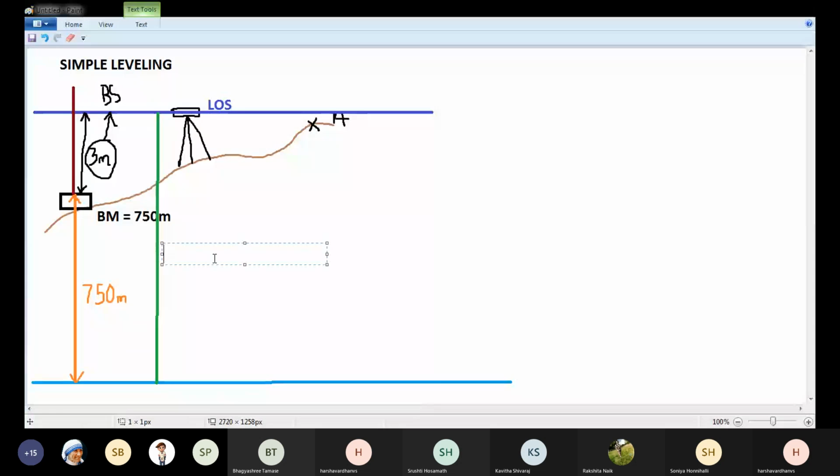So this is called HI, height of instrument. Height of instrument is given by RL of benchmark plus backsight. So RL of benchmark is 750 and backsight is 3 meters. So height of instrument is 753 meters.